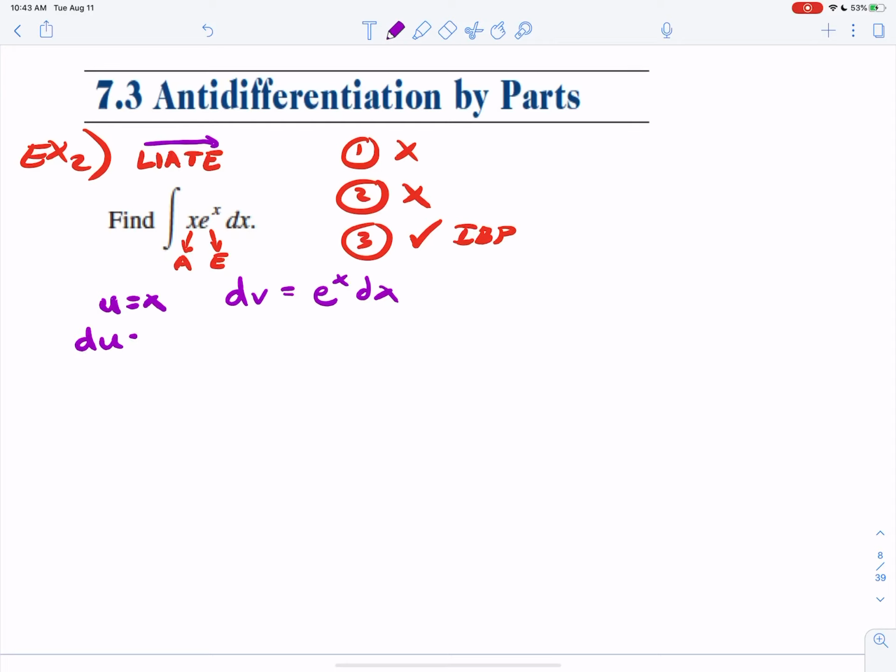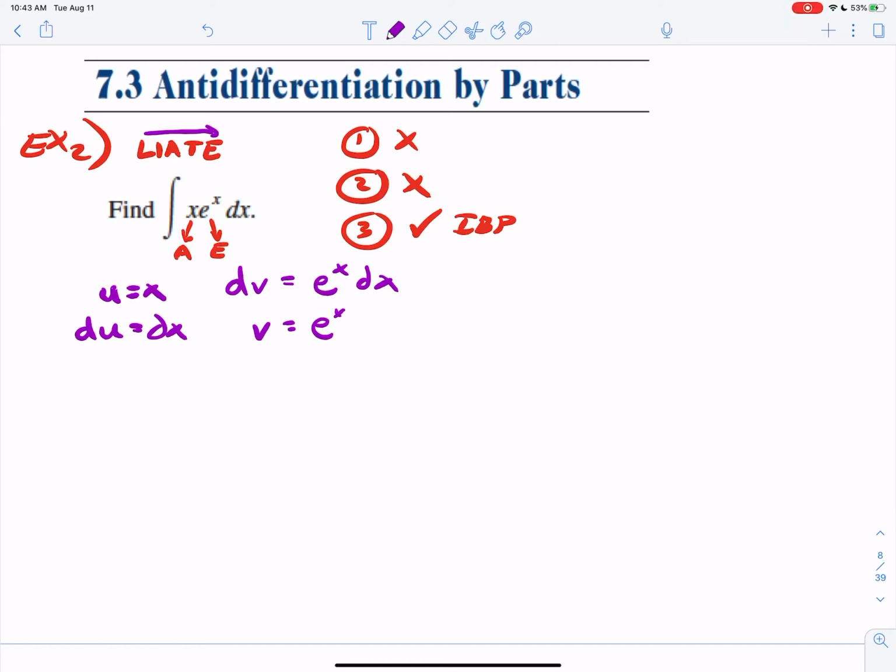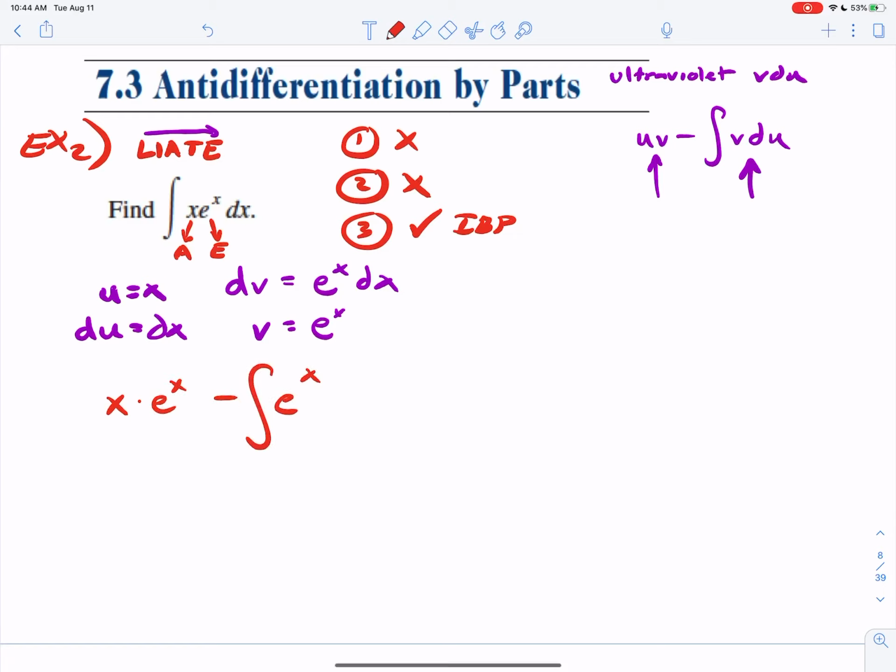So if u is x, then du is dx, because the derivative of x is just 1 dx, okay? And dv is e to the x dx, so the integral of e to the x is just e to the x, so v is e to the x. Okay? So here we go. If we're using integration by parts, remember it's going to be uv minus the integral of v du. Some people like to remember the phrase ultraviolet voodoo, up to you. I just memorized the mathematical phrase, but whatever helps. So it'll be uv minus the integral of v du.